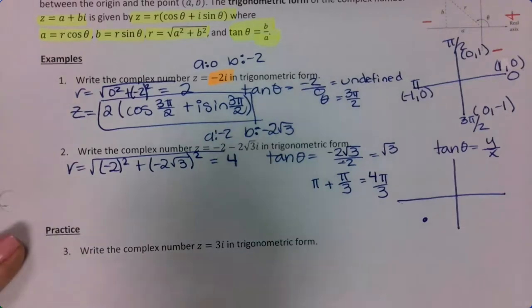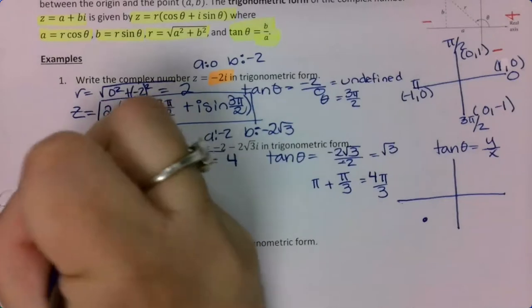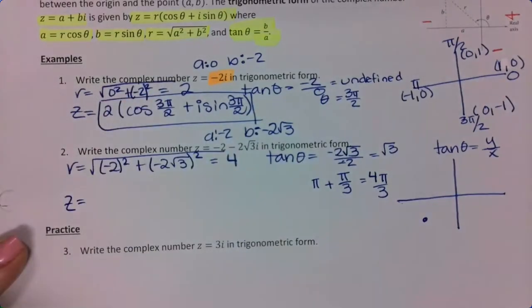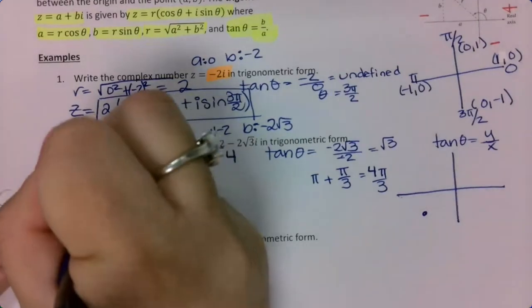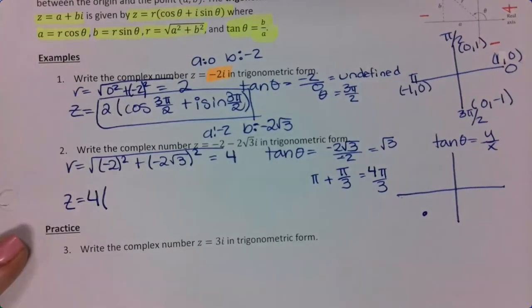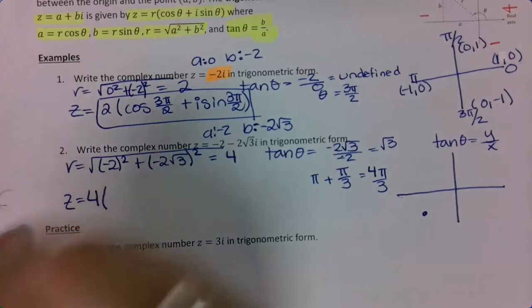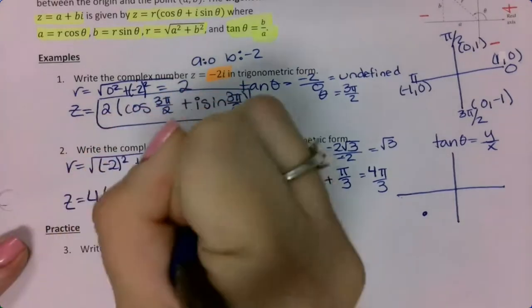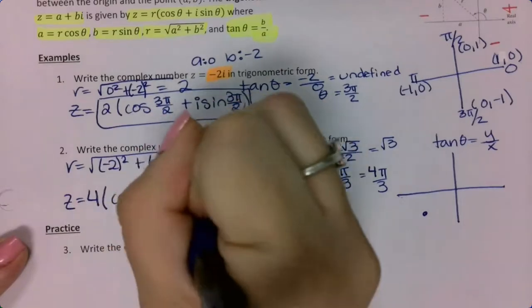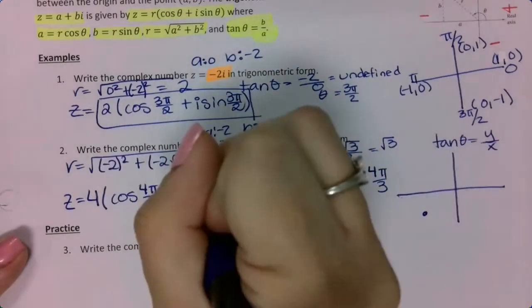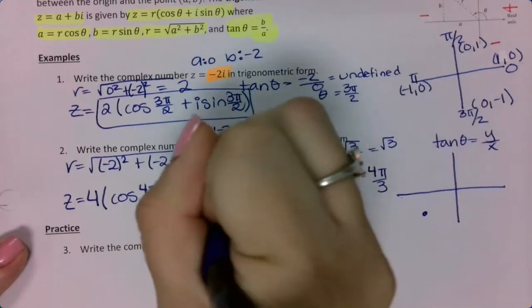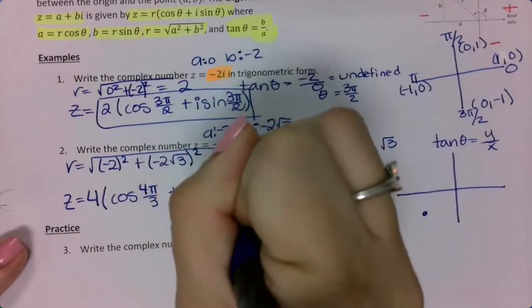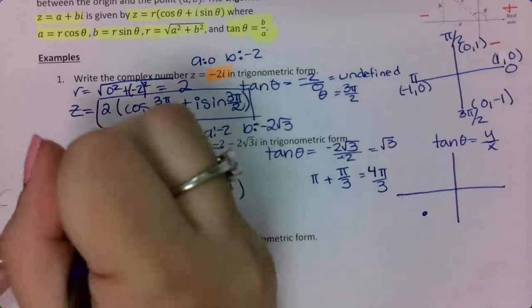Okay, then I just want to go ahead and plug into my formula. So I'm going to have z equals what? Parentheses. That's it.